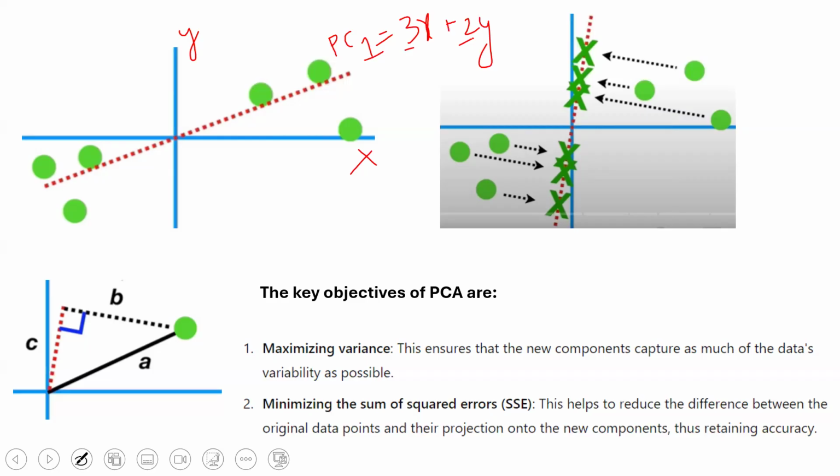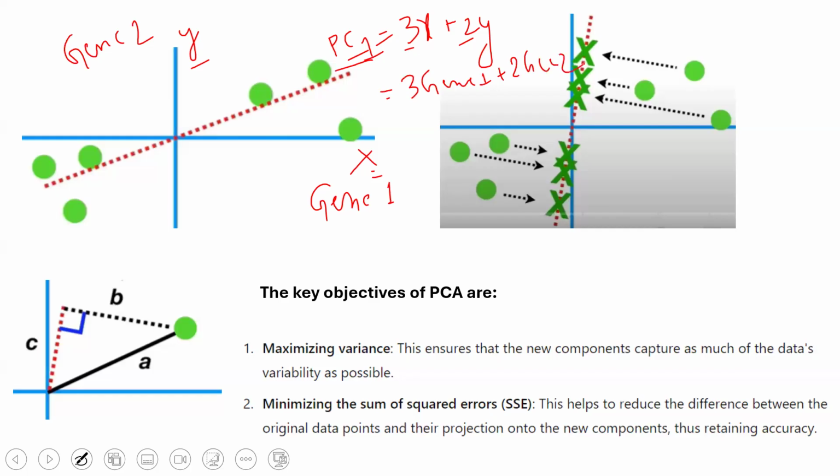Do you agree that this line can be represented in terms of the dimensions, the x and y? Yes or no? Yes. So we can represent this line. So now I have two dimensions, which are gene 1 and gene 2. Now I'm trying to find out PC1. So PC1 can be represented as 3 into gene 1 plus 2 into gene 2.